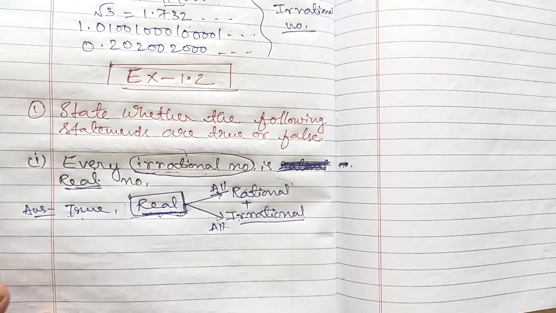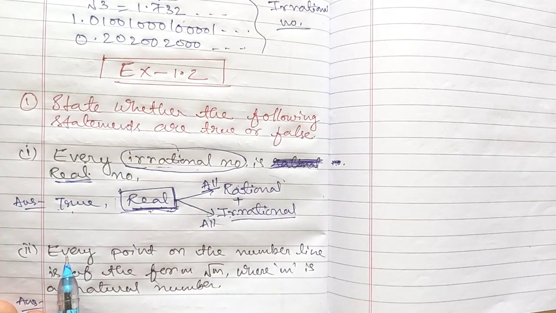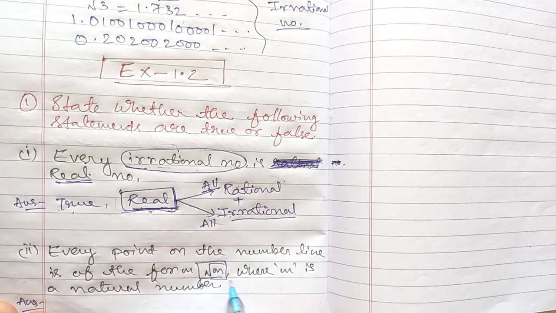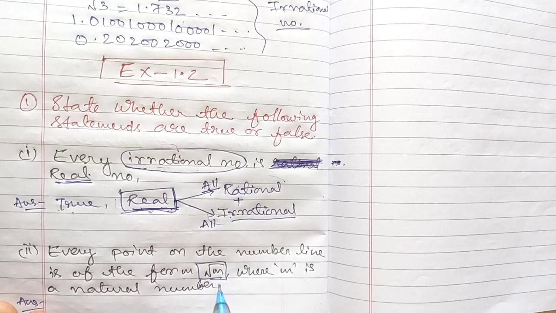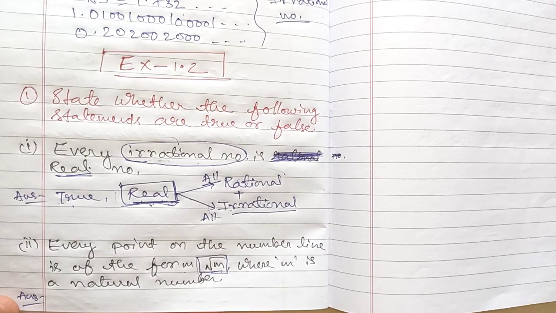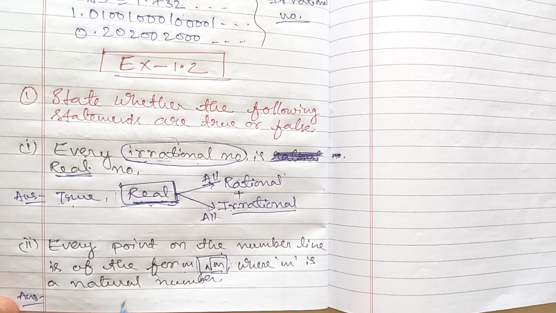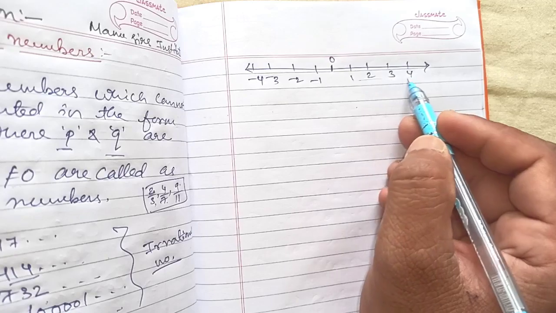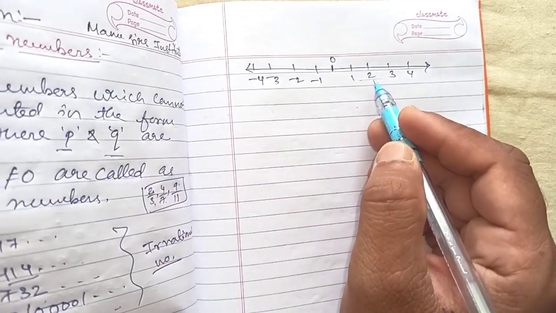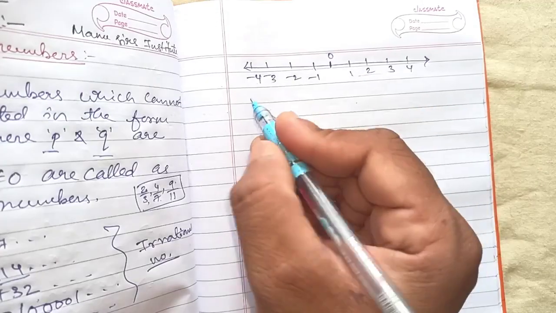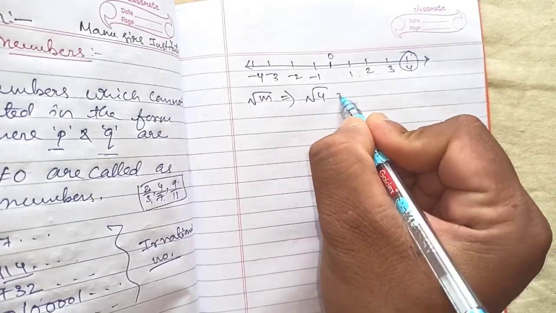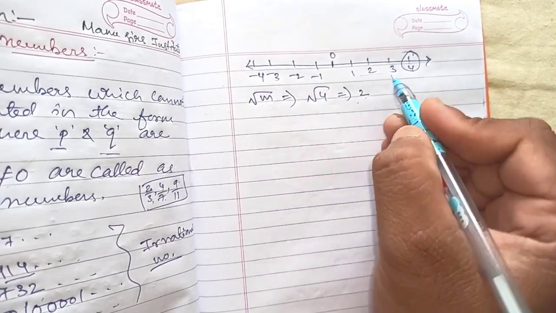Next bit. In the second bit it is given: every point on the number line is of the form root m, where m is a natural number. So we have to tell whether the numbers present on a number line are of the form root m. First of all I will draw a number line. This is a number line I have drawn on which there are positive and negative numbers. These are natural numbers, we know. It is asking whether it is of the form root m. Suppose I write root 4. The value of root 4 is 2. 2 twos are 4. Okay, this is correct.